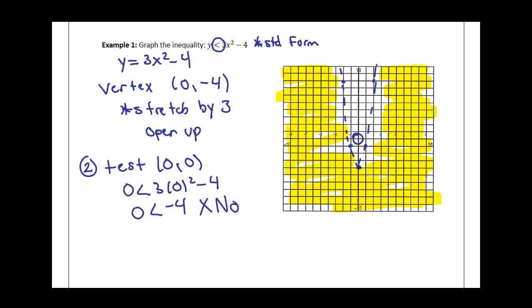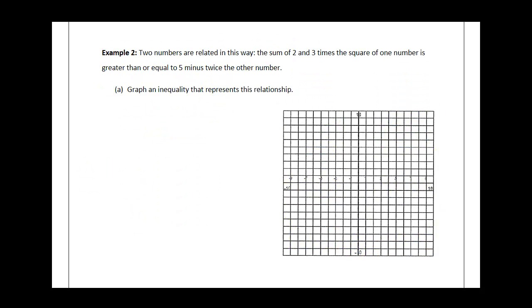Let's do another example. Example 2. Two numbers are related in this way. Sum of 2 and 3 times the square of one number is greater than or equal to 5 minus twice the other number. And then it wants us to graph the inequality that represents this relationship. So first of all, we need to figure out what this relationship looks like.